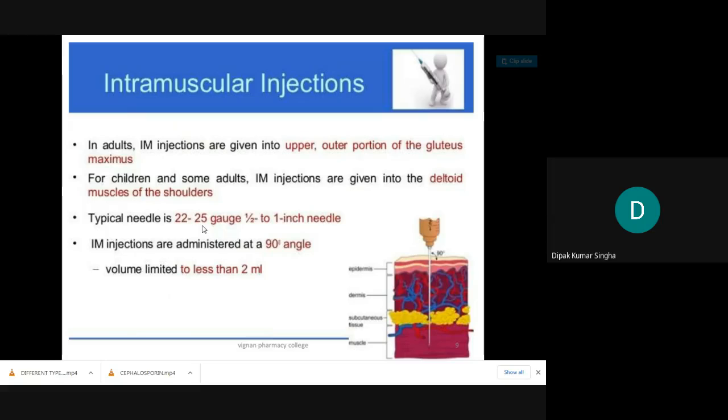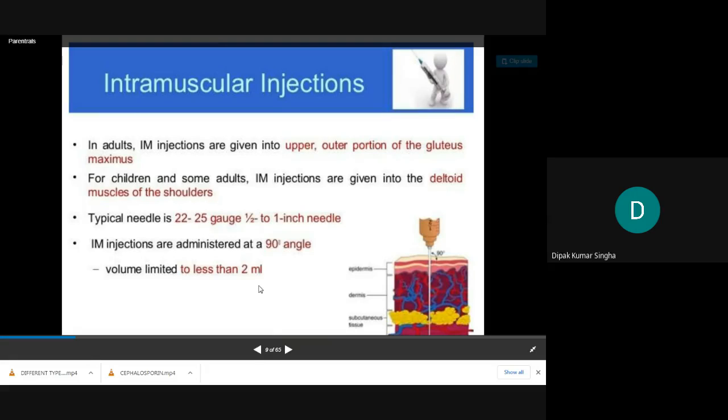22 to 25 gauge, and the injection is administered at 90 degrees, just 90 degrees, and the volume administered is less than 2 ml. These parameters are very common and will come in the examination. In the case of intramuscular, how many mLs? Less than 2 ml, 90 degrees, and a needle gauge typically 22 to 25.